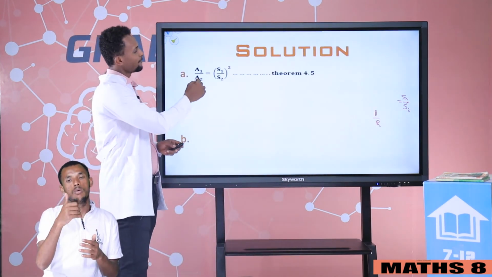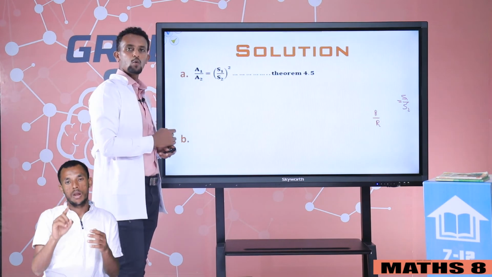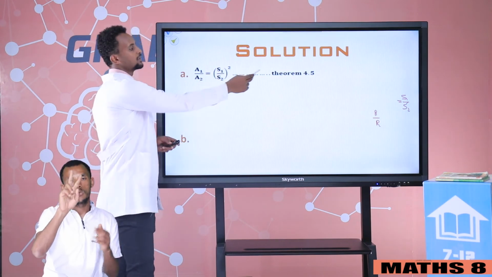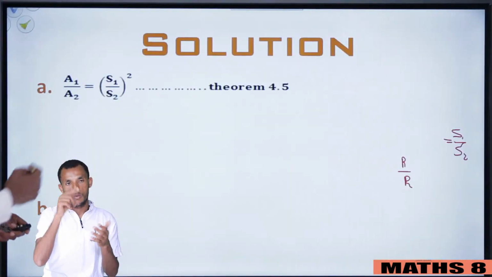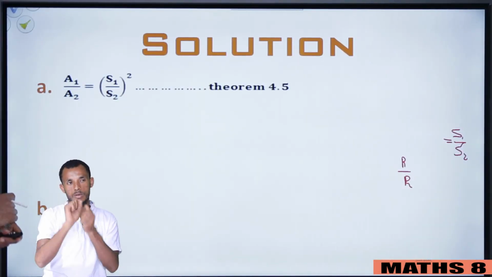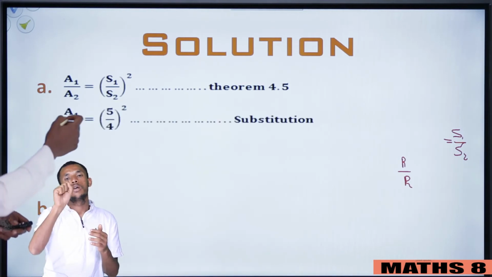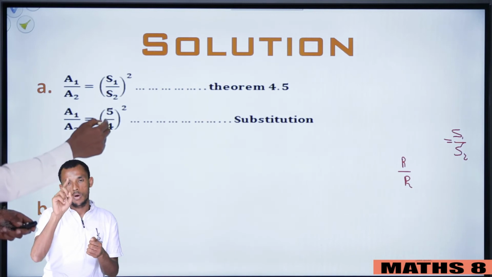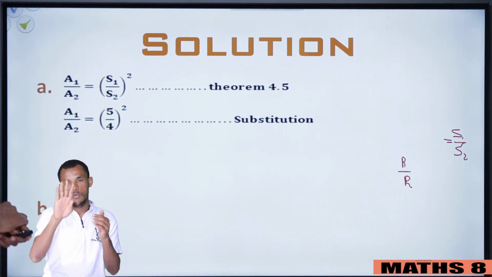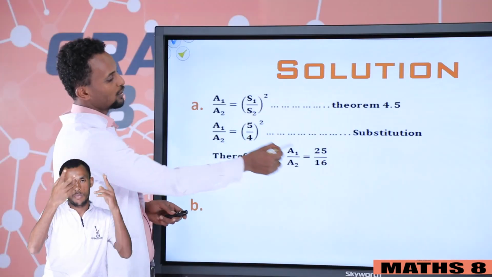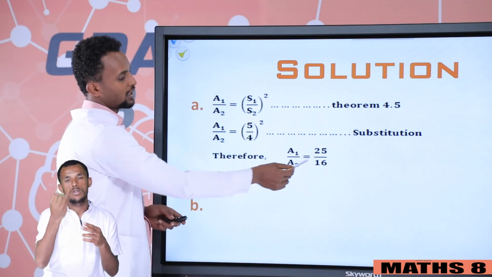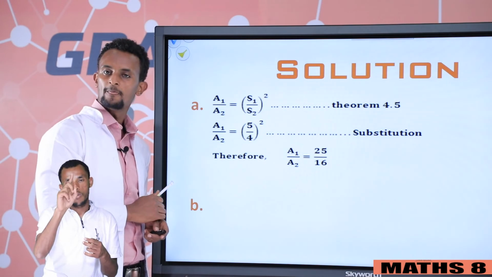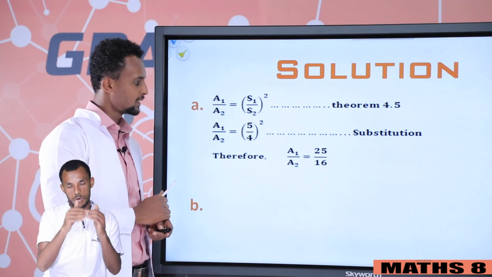In the case of A, A1 over A2 is equal to S1 over S2 the whole square. That means from theorem 4.5. Now let's substitute the value of S1 over S2. A1 over A2 is equal to 4 over 5 the whole square. So 4 squared is 16, 5 squared is 25. Therefore, A1 over A2 is equal to 16 over 25.